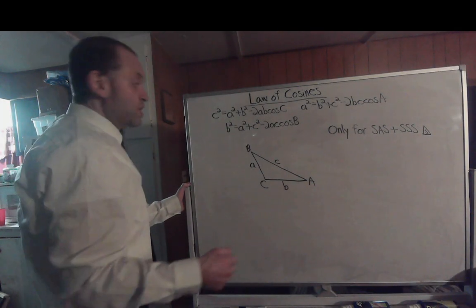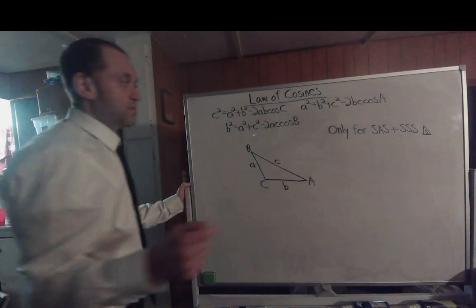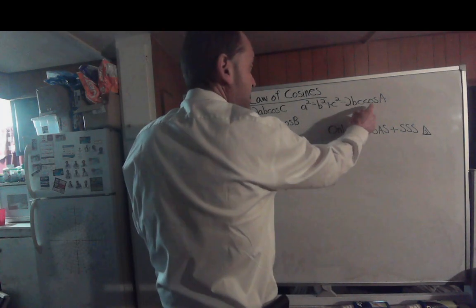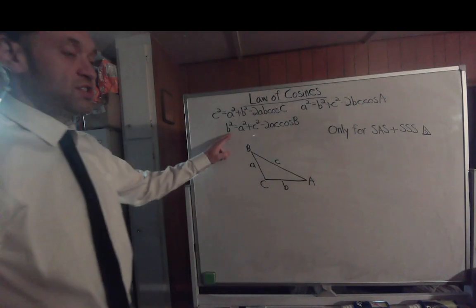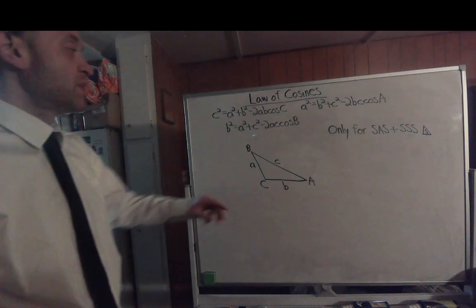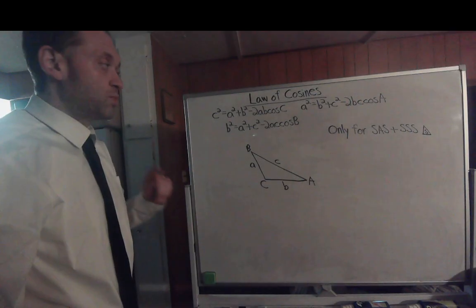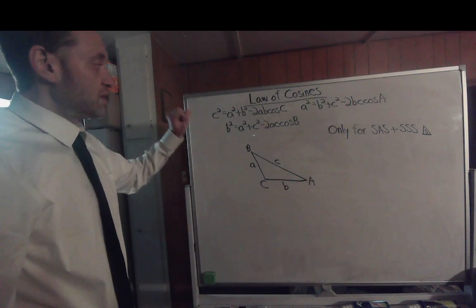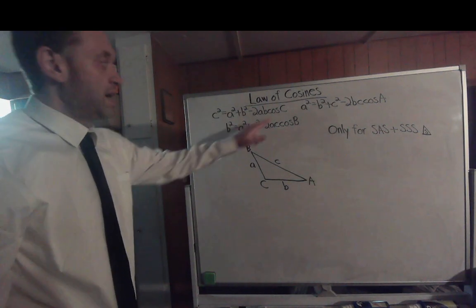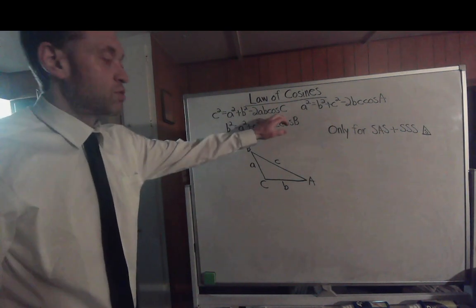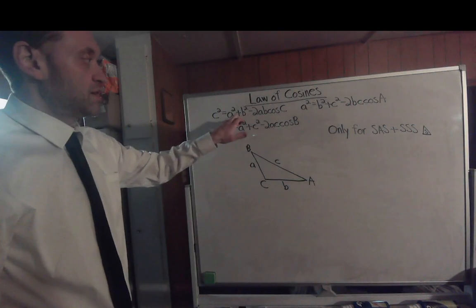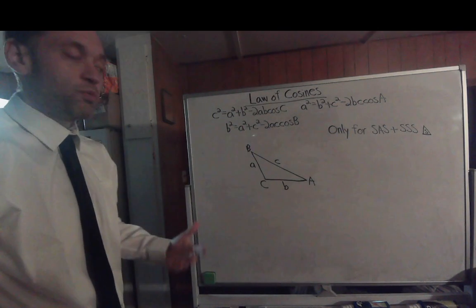Now, you also have two other versions of the law of cosines. You have a squared equals b squared plus c squared minus 2bc cosine of A. Then you have b squared equals a squared plus c squared minus 2ac cosine of B. The best way to remember this is that on the left side of the equation, you have the squared side, and the cosine is of the angle corresponding to that side, and then you'll have the 2 times the product of all the other sides on the right hand side. That's probably the best way to remember it.